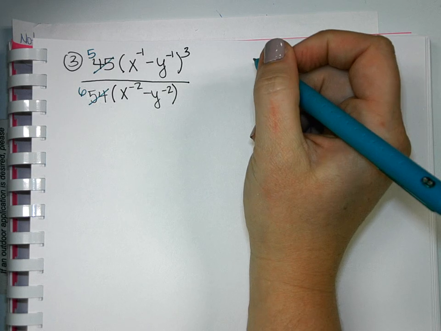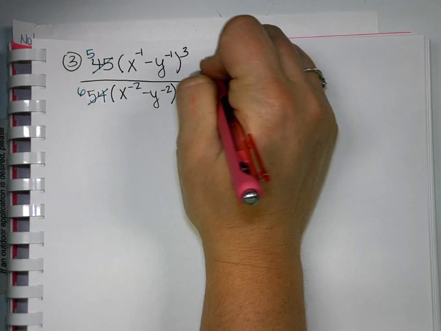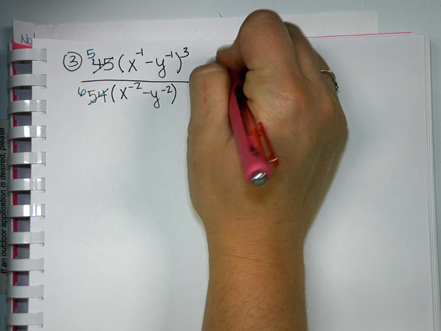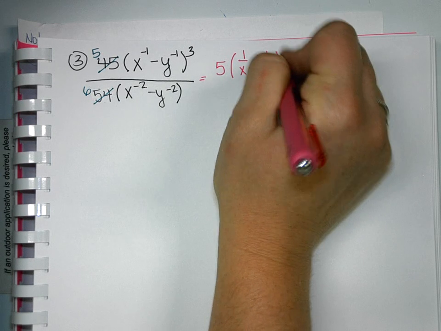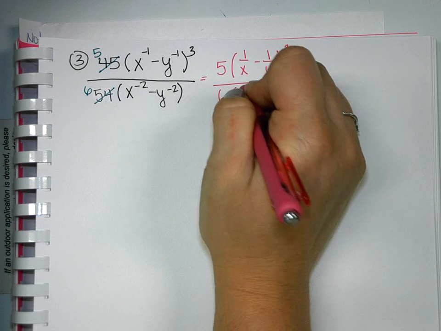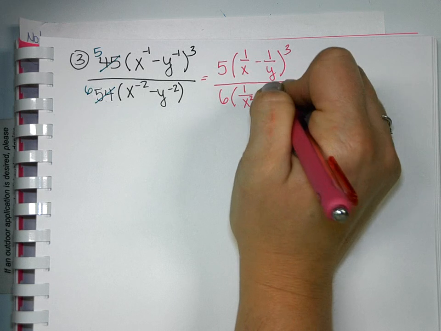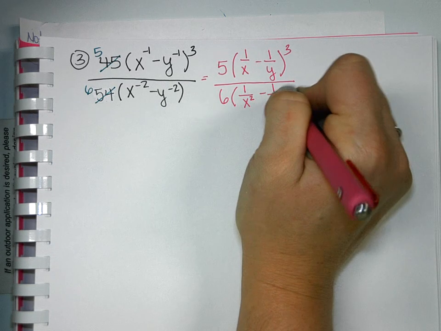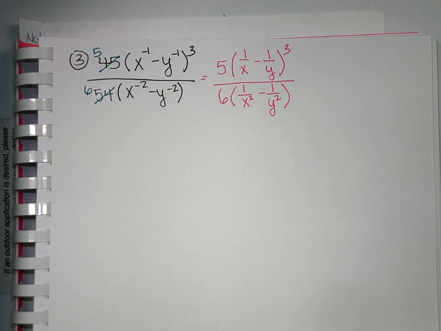One of the next things I'm going to do is rewrite 1 over x minus 1 over y to the 3rd power, and on the bottom I'll have 6 times 1 over x squared minus 1 over y squared. So I'm going to reduce the numbers first and then go ahead and get into my problem itself.